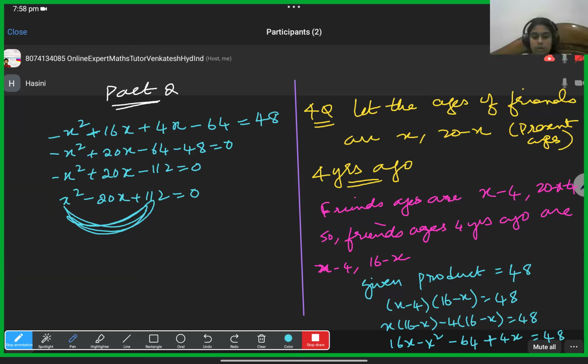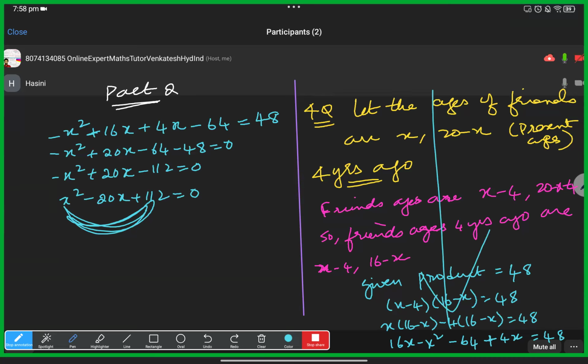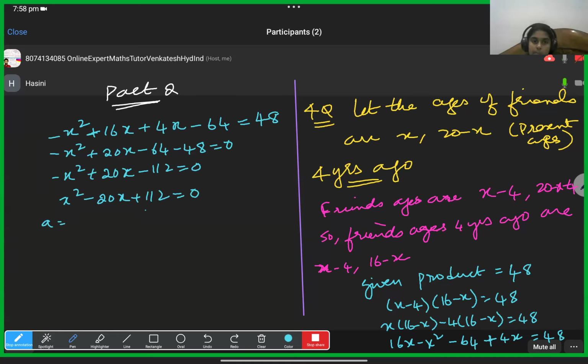So why is it not coming immediately? We should check the steps for any mistake. Otherwise, if there is no mistake, you have to quickly check b square minus 4ac, whenever they say is this situation possible. So a is 1, Hasni. Even still, the values of a, b, c.